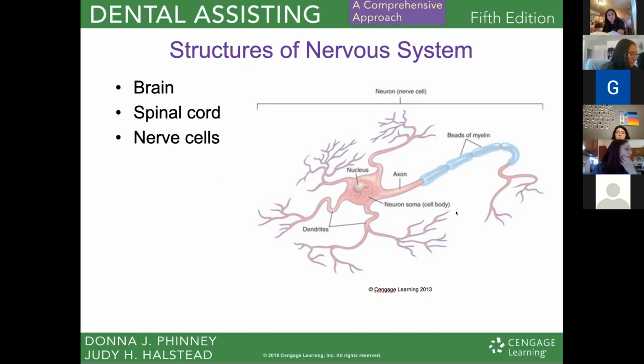Okay, and none of these nerves are connected physically together. Instead, there's an area right in between the axon and the dendrites. So the axon kind of meets the dendrites. There's an empty space in between each one of these little tentacles. This is called the nerve synapse, and this is where the nerves are connected via chemicals.